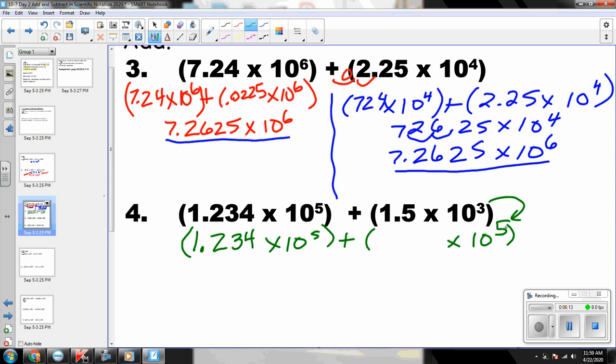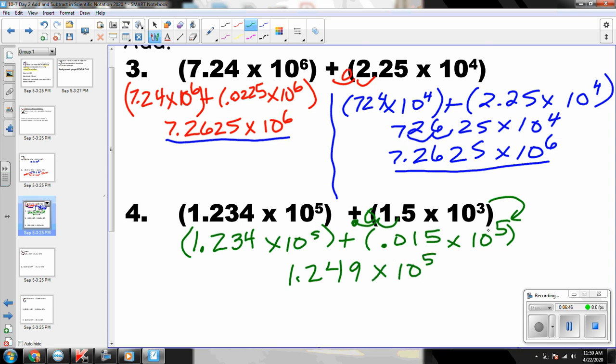That means I'm making it larger by 2. So if I make this exponent larger by 2, I need to make the 1.5 smaller by moving my decimal point left twice. That's how I get a smaller number, moving left. So that would be a 0.015. Then when I add, I'm going to take 1.234 plus 0.015. That would be a 1.249 times 10 to the 5th.